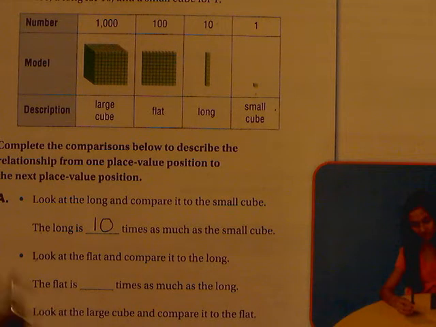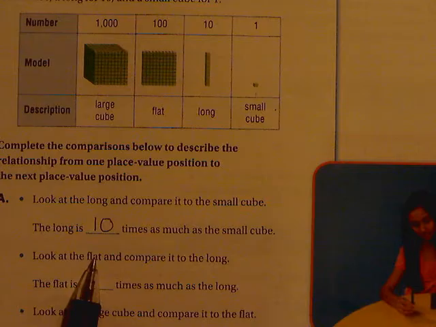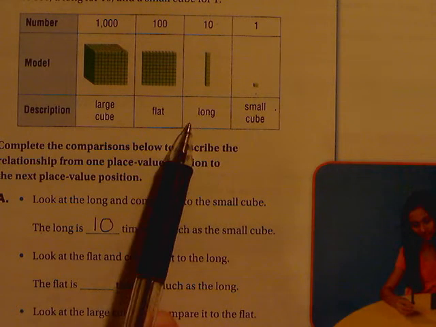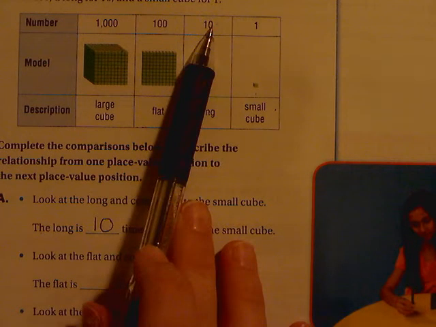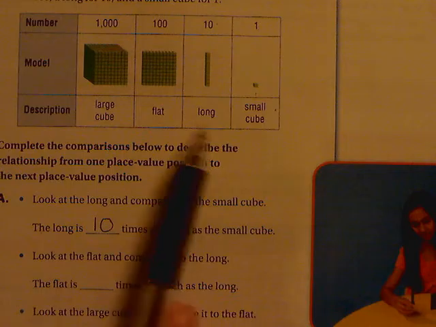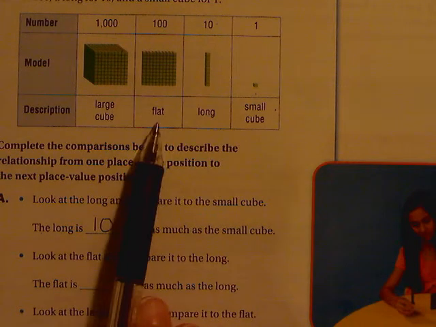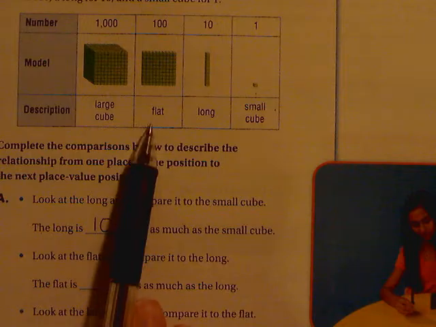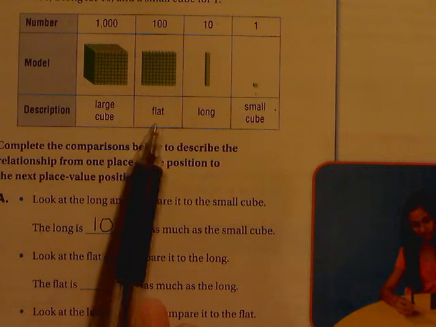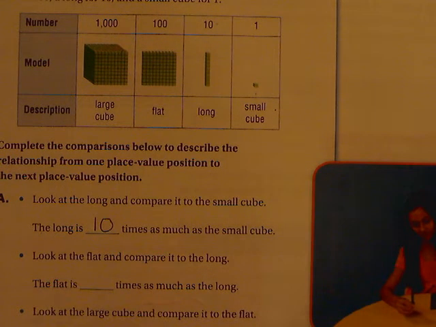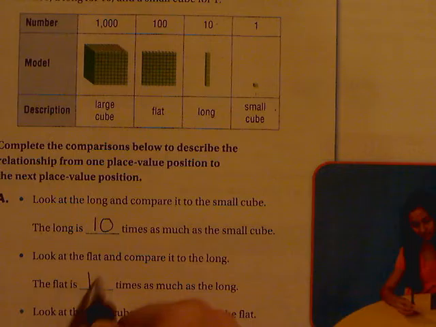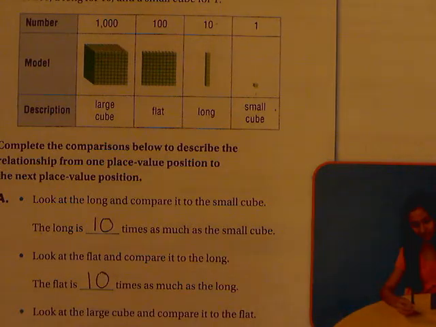The next bullet point in your book says to look at the flat and compare it to the long. Well, my long is equal to 10 and my flat is equal to 100. So to go from 10 to 100, I'm multiplying by 10. 10 times 10 equals 100. So that means that my flat is 10 times as much as my long.